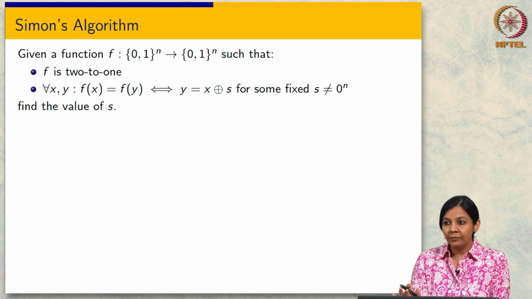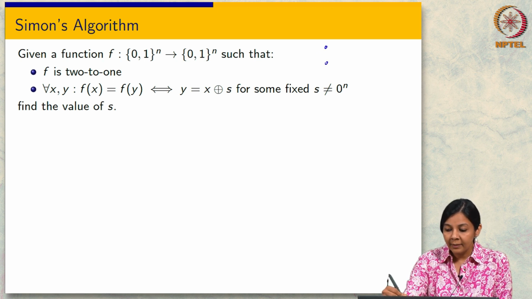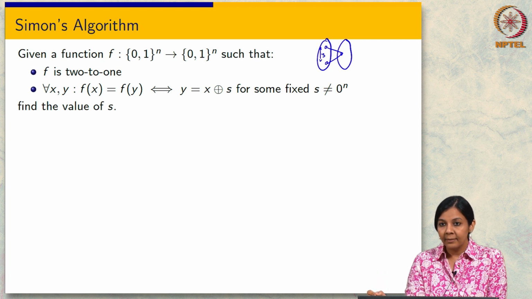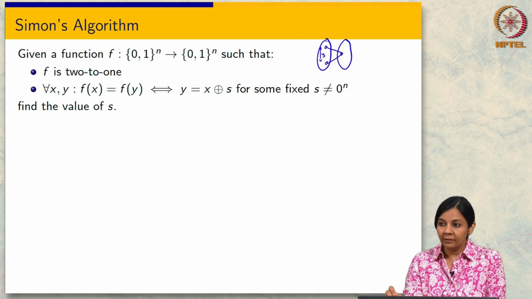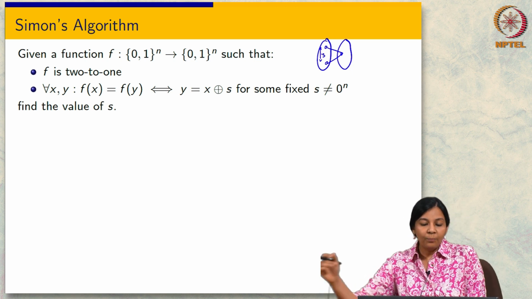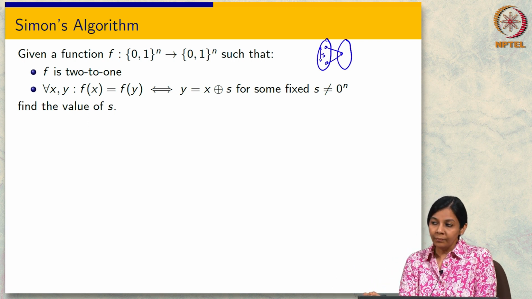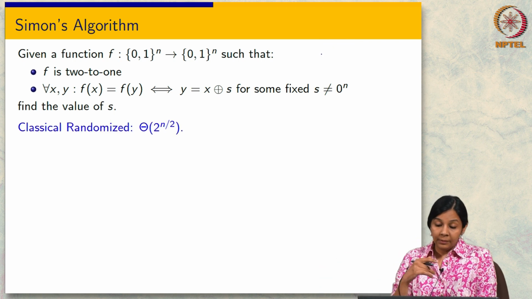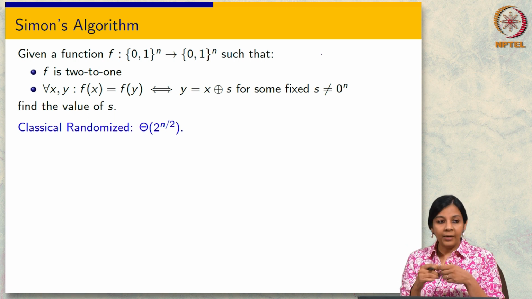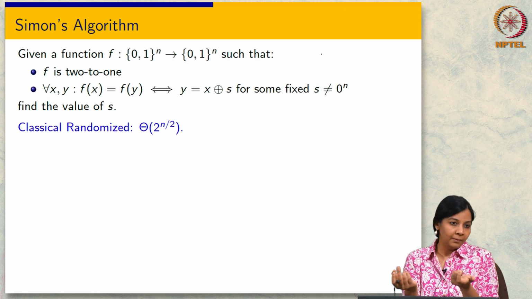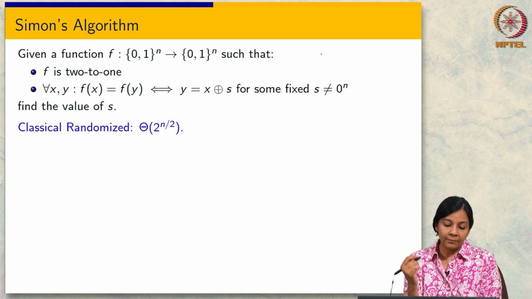So is the problem clear to everybody? We have 2 points that map to the same output point if and only if they are separated by s. The question is to find the value of s. How much time do you think this should take on a classical computer? It would take exponential time, because you need to actually hit 2 points so that they collide on the output value, and only that can tell you the value of s.